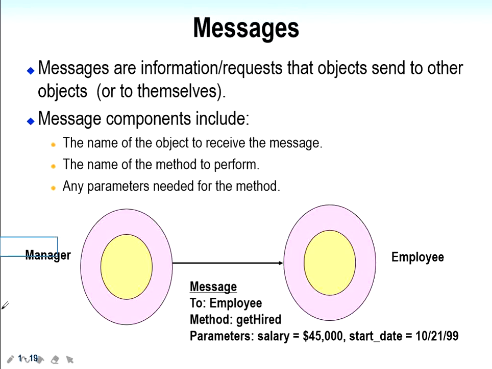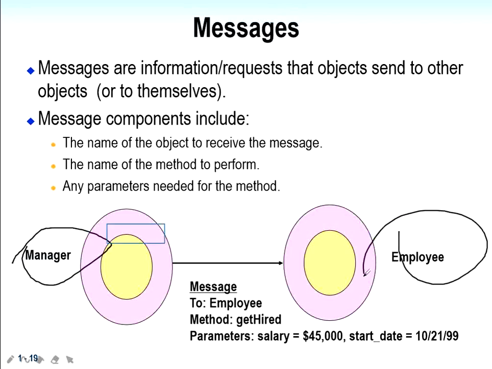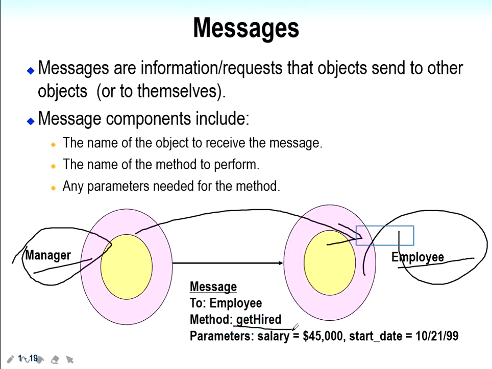Like for example, in this diagram you have manager and employee. Now how does the manager communicate with an employee? Isn't it? What is the relationship between manager and employee? As simple as this. What is the relationship? The relationship is that the manager is supposed to hire the employee. Simple.